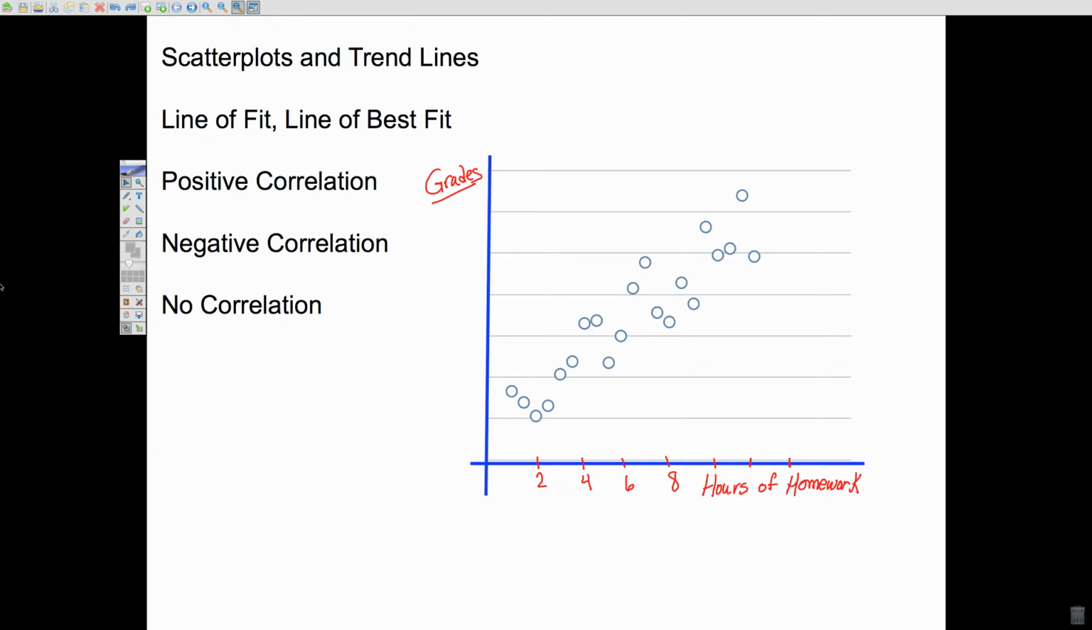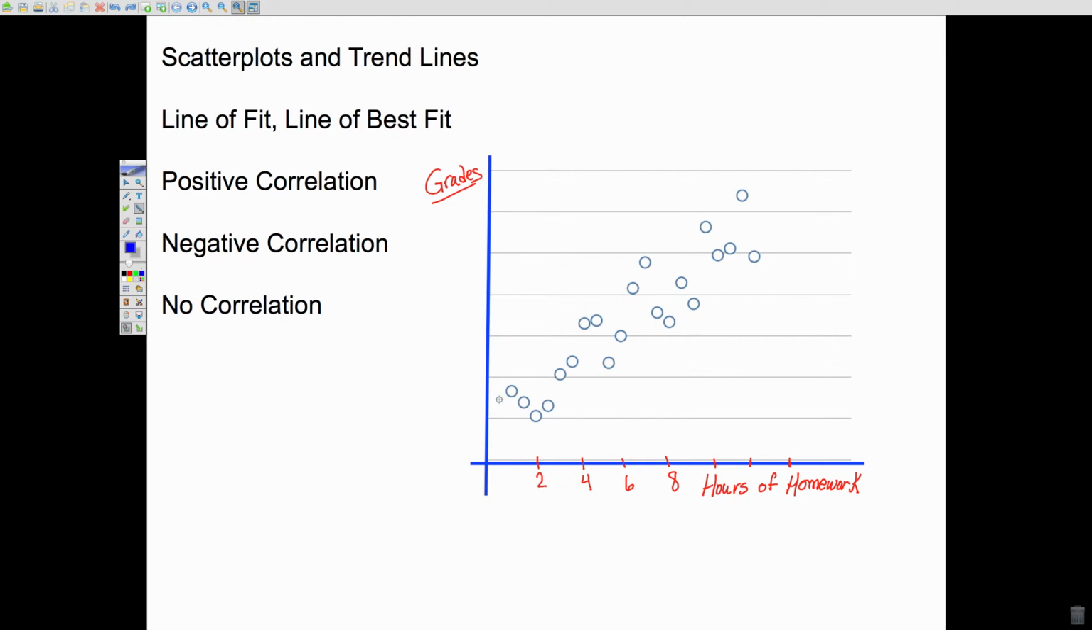Now, one reason for doing a study that maybe compares hours of homework to grades is to find a formula for predicting, based on how much homework a person does, what their grade is likely to be in this class. The formula is actually the equation of a line, and in this case, the equation of the line that best fits the data from the study is called the line of fit, or the line of best fit. Another name for that line might be trend line.